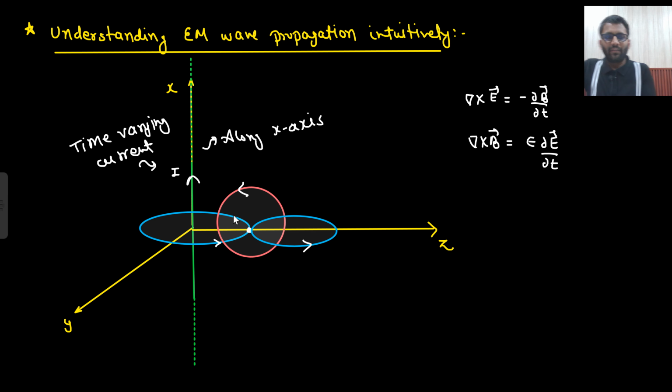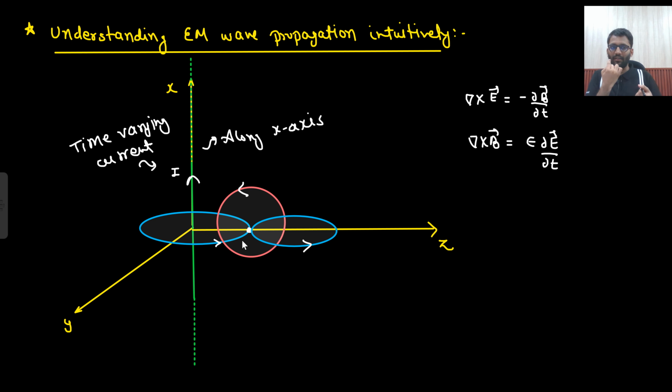So there was a current carrying wire. Then it generated a time varying magnetic field. The time varying magnetic field was pointing inward at this point. So if it is pointing inward, this is the direction of B, and that is the direction of del B by del t. So what will be the direction of del cross E?